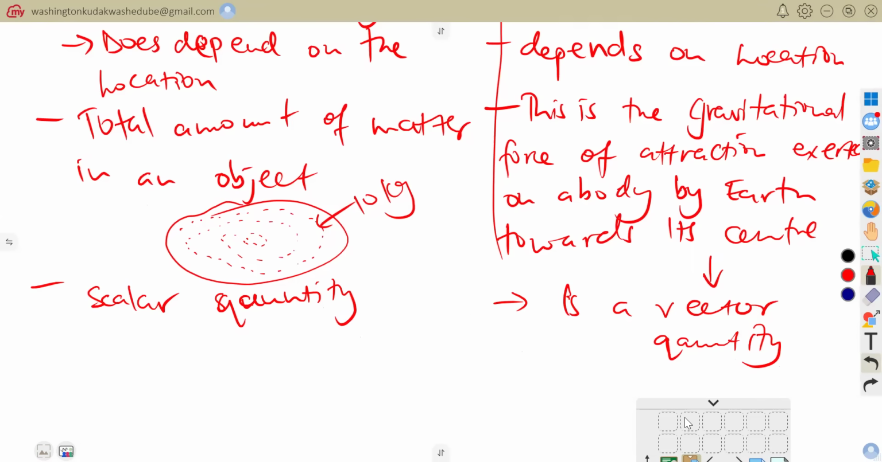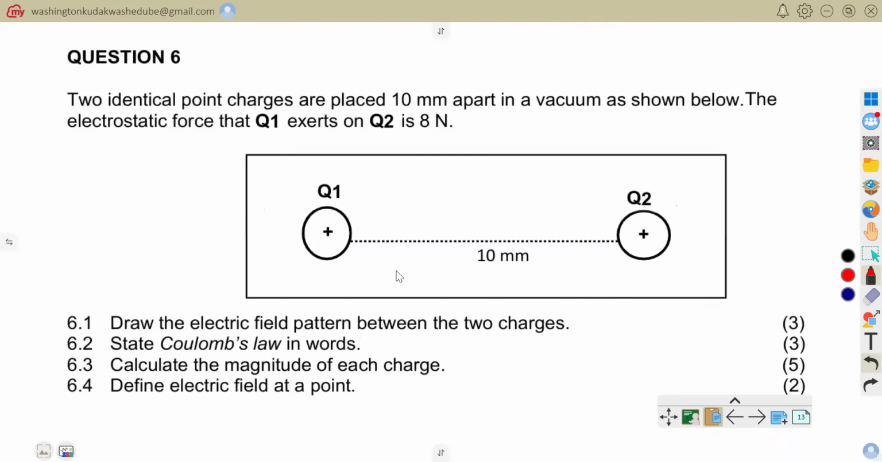Let's see now what becomes our last question. So here we are now doing question number 6, which is the last question for this question paper. Two identical point charges are placed 10 millimeters apart in a vacuum as shown below. The electrostatic force that Q1 exerts on Q2 is 8 newton. So we know that the electrostatic force between these two charges is given by k Q1 Q2 over r squared, and they are saying it is equal to 8 newton. Draw an electric field pattern between the two charges.